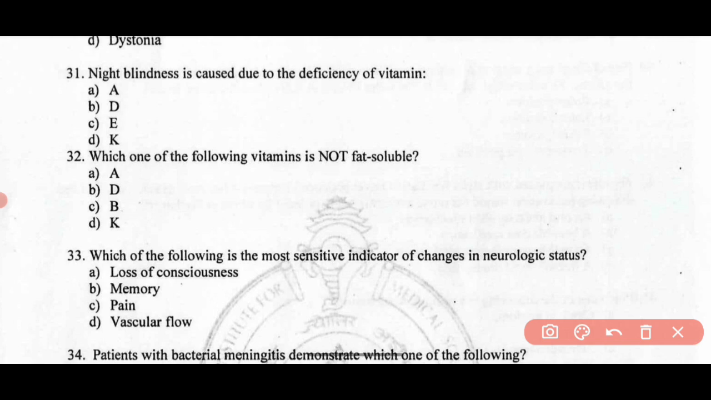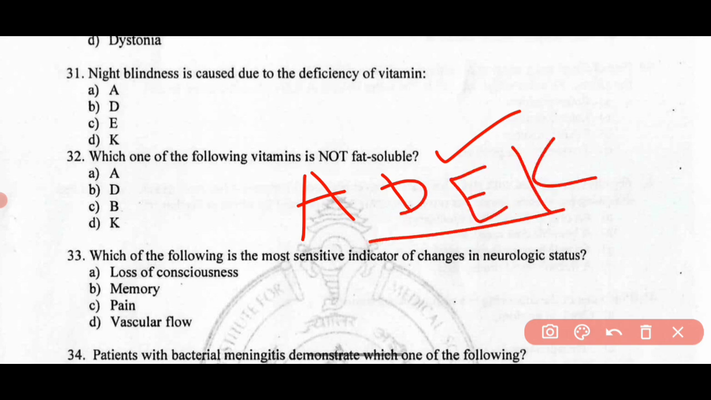vitamin A. Okay, so it's a very simple one. Which of the following vitamins is not fat soluble? For this you should know the fat soluble vitamins. Vitamins A, D, E and K are the fat soluble vitamins. A, D, E and K. These are all the fat soluble vitamins. Among these, what is not there here? A is there, D is there, K is there. So B is the vitamin which is not coming under fat soluble. So B is the right answer.